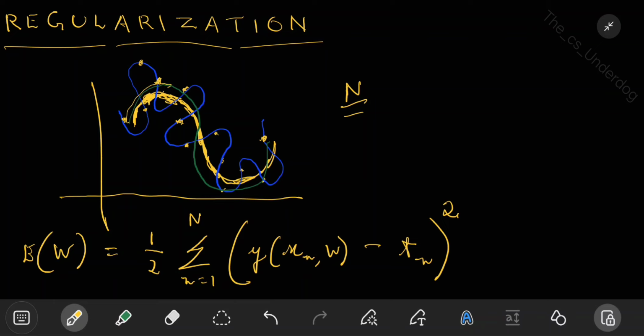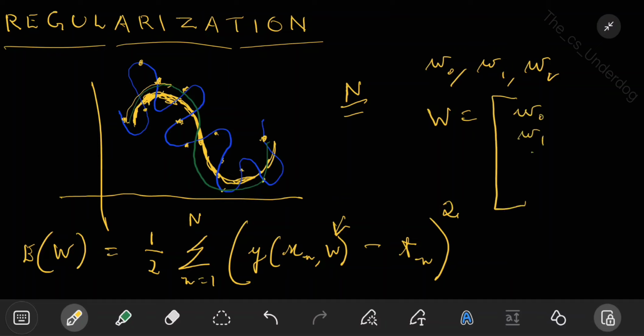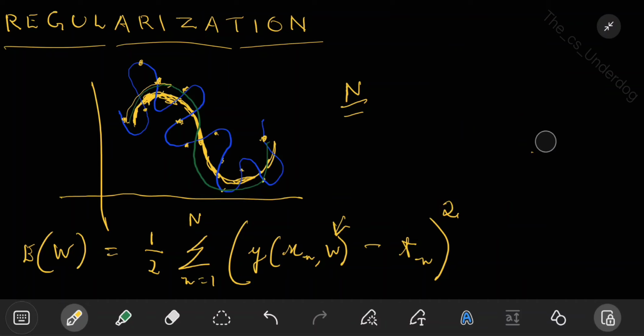So why am I writing capital W here? In our equation we had W0, W1, W2, and so on. Now this capital W is the vector which has all these terms, right? W0, W1 up to Wm. This is capital W. So this is your sum of squares error term. This is your error term.